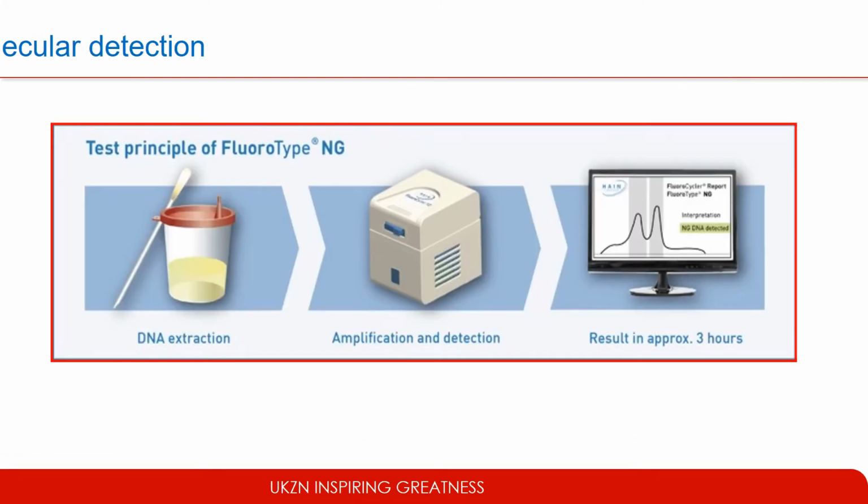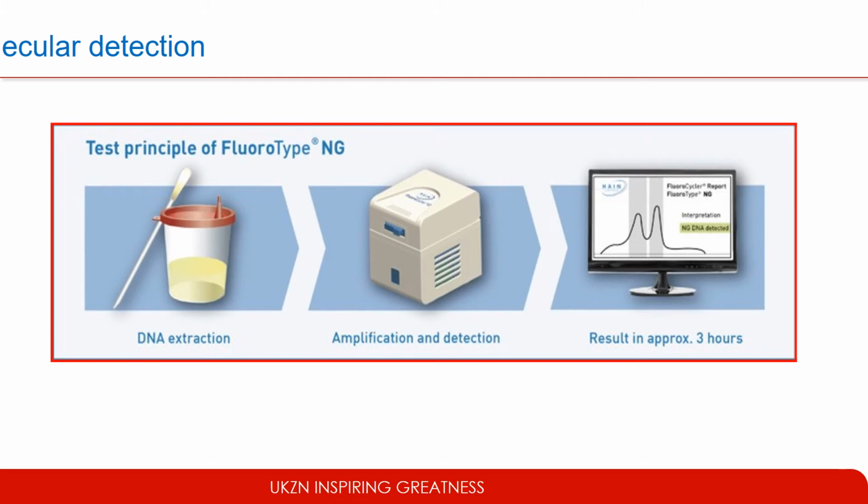Look at a molecular detection assay, such as the fluorotype Neisseria gonorrhea assay. So with this assay, what we simply do is, firstly, we take a urine sample, urine versus endocervical. The urine sample the female can collect herself, and it's less invasive. She doesn't need to see a doctor and undergo a pelvic examination.